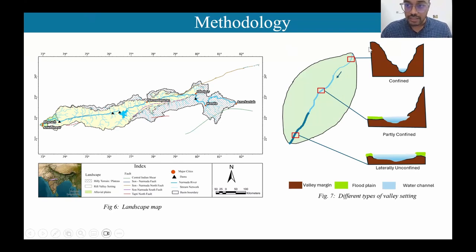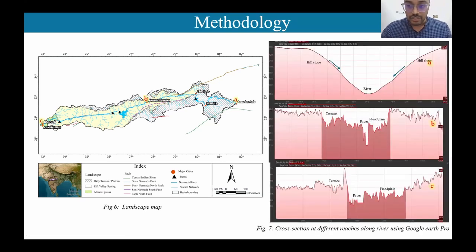You will see there is hill surrounded on both sides of the river, but as you go downstream, you will find the hill on one side, while on the other side you will not. Based on that, I have divided the river into confined, partly confined, and laterally unconfined. And more importantly, there should be a floodplain, which shows whether the river is confined or not. For that, I did the cross section using Google Earth and some other tools as well.